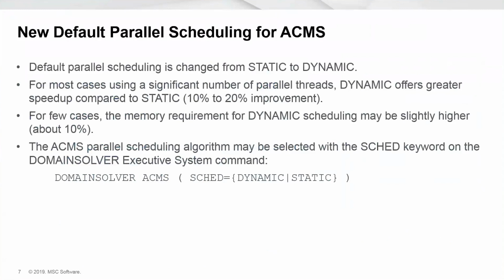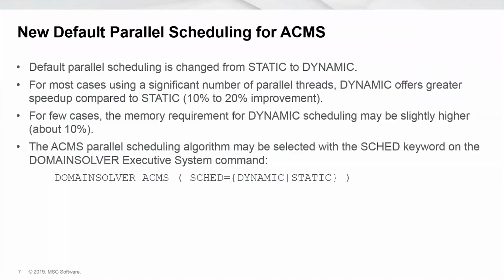In the previous version, our default for parallel scheduling was static, which we've changed to dynamic scheduling. The default behavior now offers much better performance compared to the static parallel scheduling, in which it can be more smart about how it chooses which parallel threads to solve first. In some cases, we do notice the memory requirement is slightly higher, but we believe the performance improvement makes up for the higher memory requirement in a significant way.